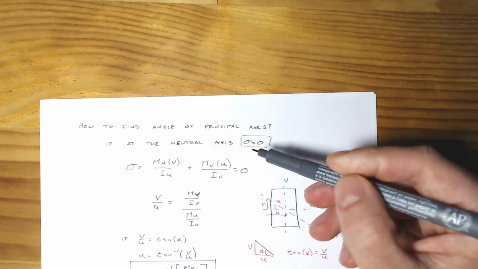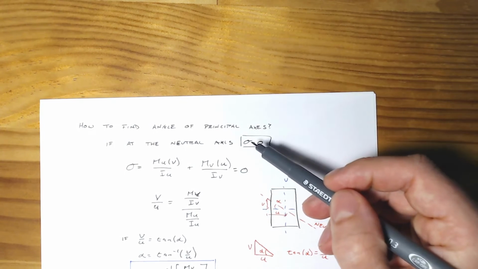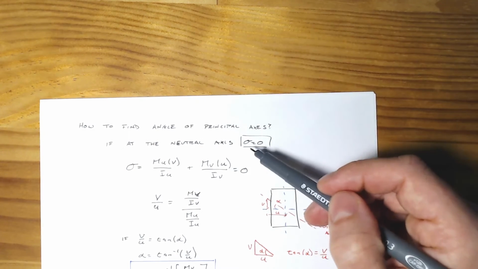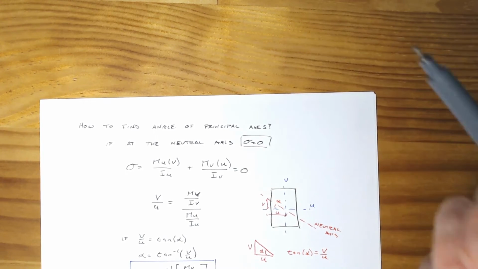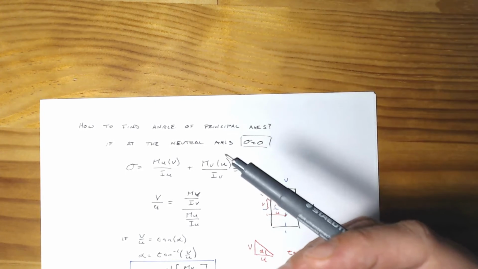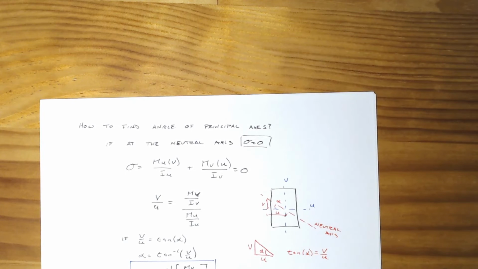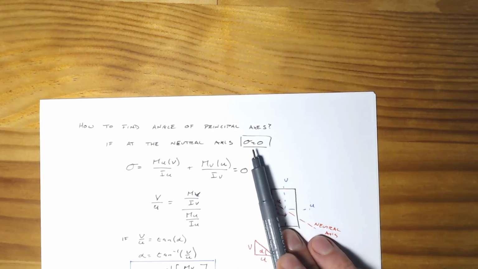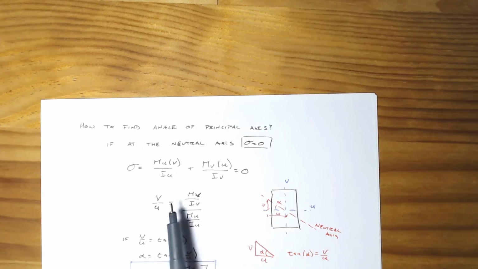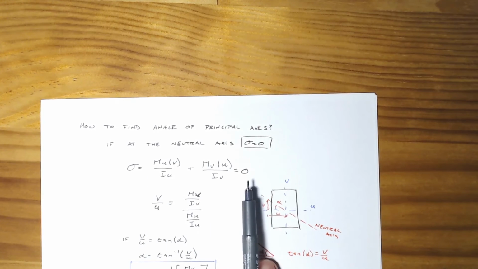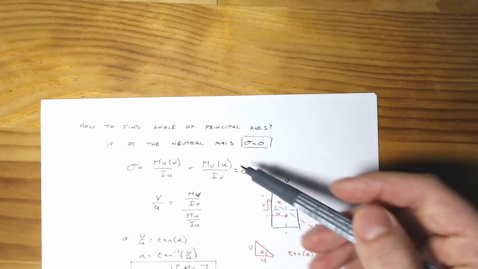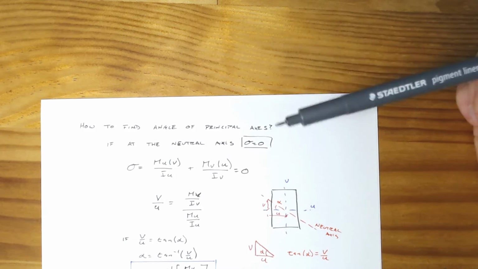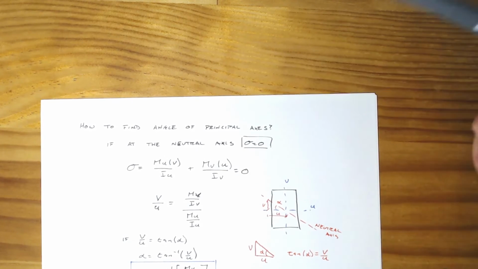So, again, how do we find the angle of our principal axis? Well, we know that our neutral axis, by definition, is when our stress equals 0. It's when we've got no strain. And if we're an elastic material, stress is going to equal strain due to Hooke's law. So, how do we work out when our stress equals 0? Well, let's just set our bending stress equal to 0, right? So that's pretty straightforward. And then really it's just an exercise in algebra.